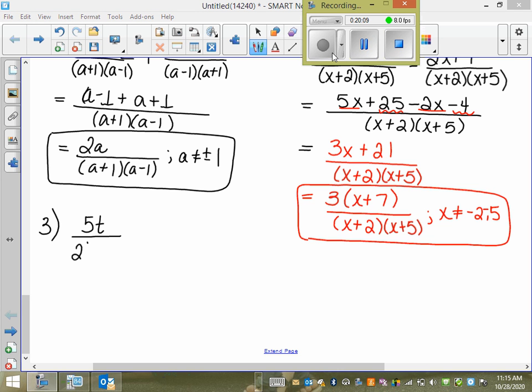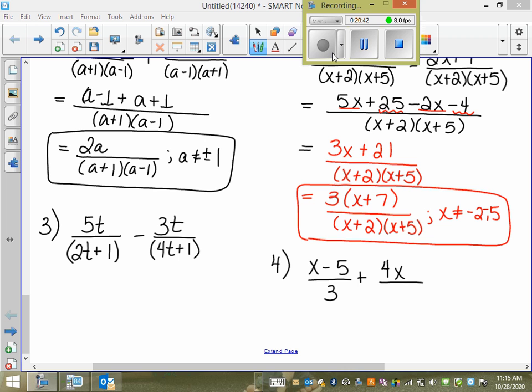Okay, C. 5t over 2t plus 1 minus 3t over 4t plus 1. Now, you guys, 2t plus 1, 4t plus 1, can I make them be the same? No, I can't. Some people will say, well, I'll multiply this one by 2. If I multiply this one by 2, I get 4t plus 2. They don't match. Okay? So I have to multiply them by each other. That's number 3. And then number 4, what if I give you this? x minus 5 over 3 plus 4x over x minus 2. So try these two out.